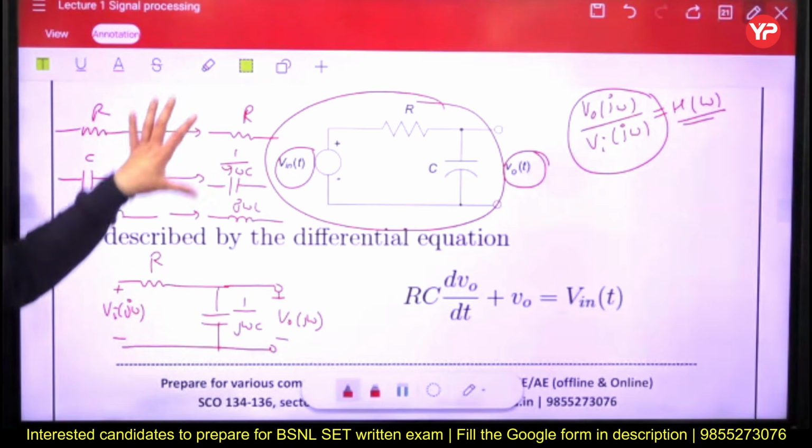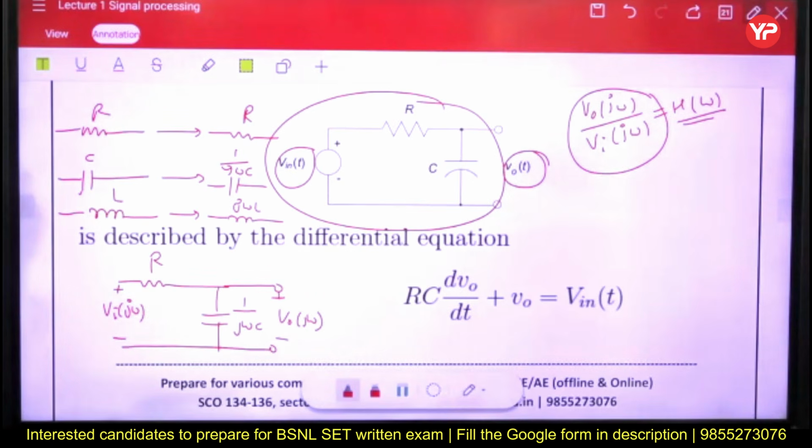Do you understand this? Tell me the first three points, did you understand them? Yeah, everyone understood these three points: resistance remains resistance, inductor becomes jωL in the frequency domain, capacitor becomes 1/jωC in the frequency domain. Okay, you understood the conversion of components.